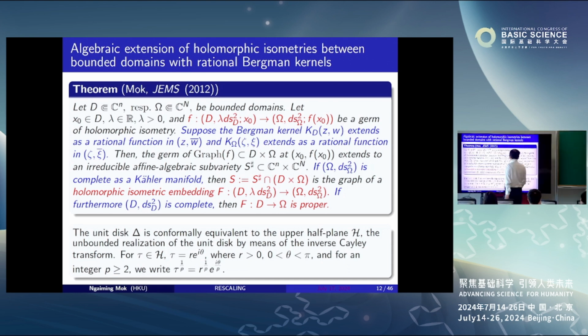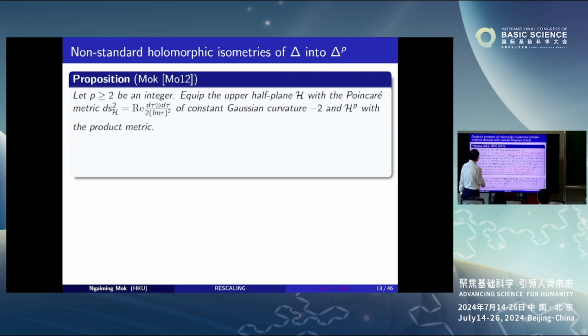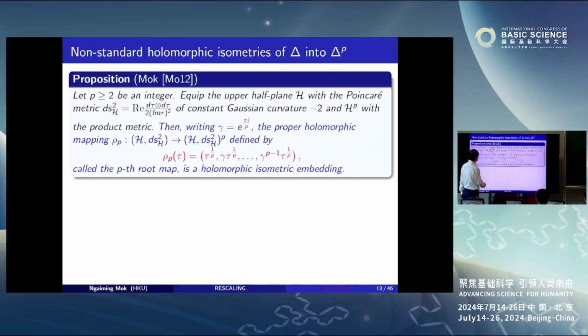So actually, it was a question that was raised by Ulmer and Clausel, whether there exists some esoteric holomorphic isometric embedding of a disk into an n-disk. And they thought that there were none. It turns out that there are, and actually I wrote down a simple one. And here is the statement.